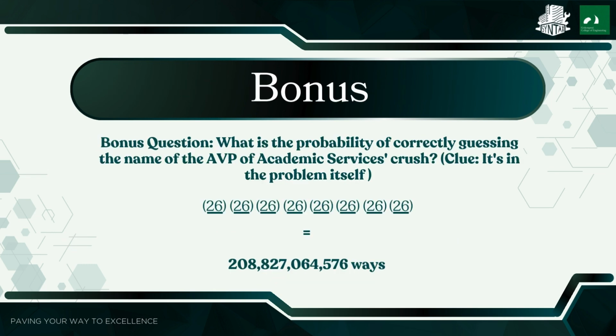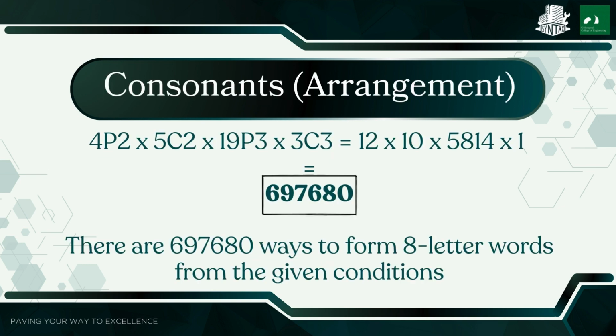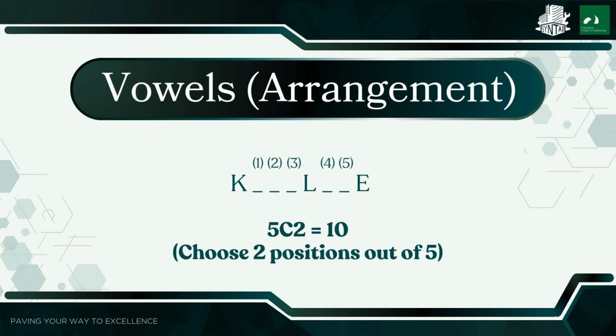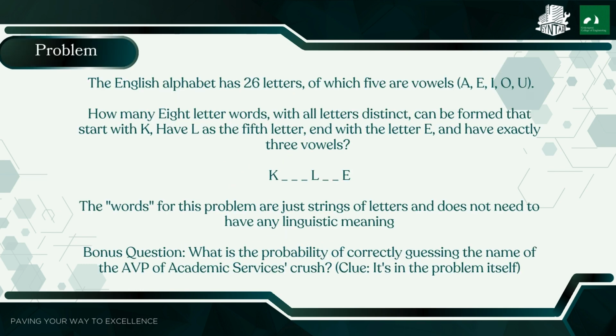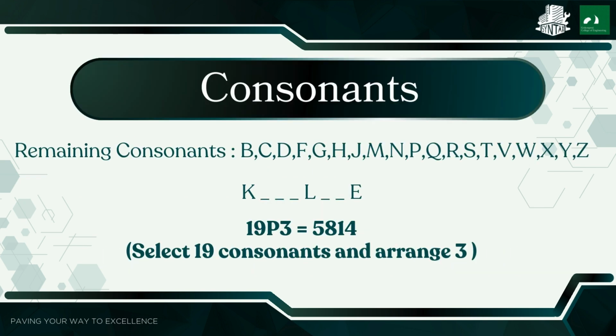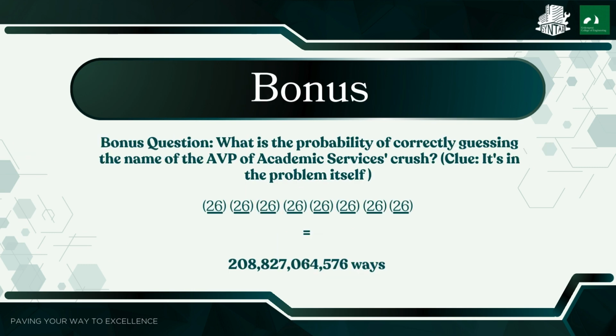Now for our bonus question. Given our previously mentioned clue that is in the problem itself, we can go back to the first slide. We can see that it takes up 8 letters to form the name. So it's more like trial and error, because this bonus question is actually easier than the previous problem, since it does not need to involve the use of combinations or permutations, because we're only blindly guessing what the name of the crush is, right?